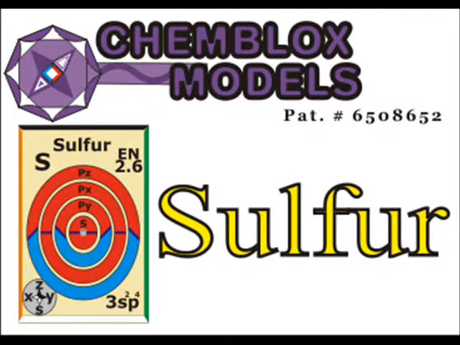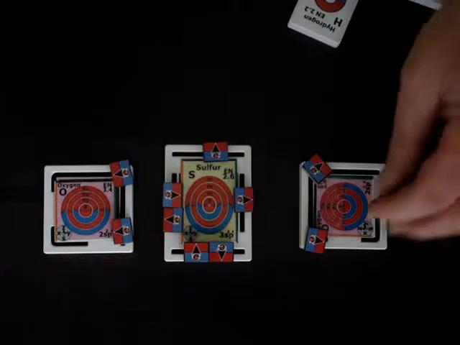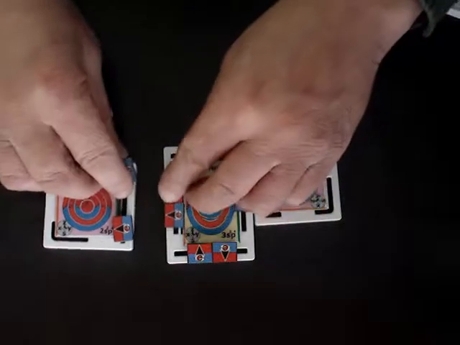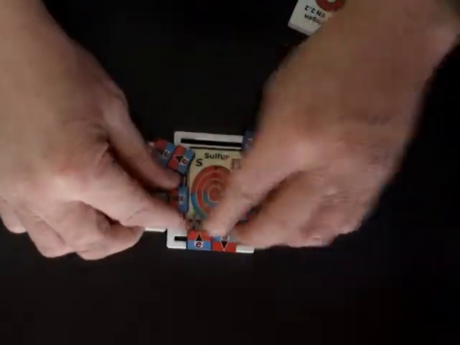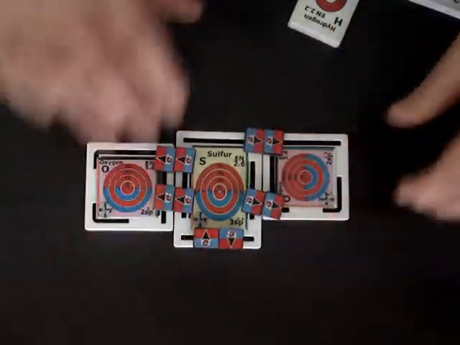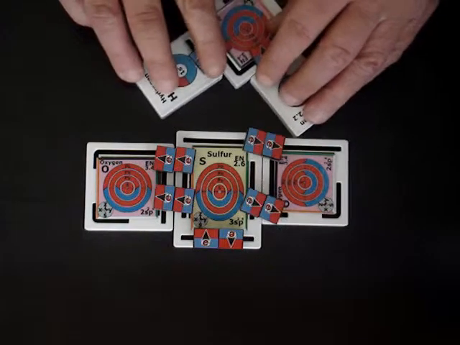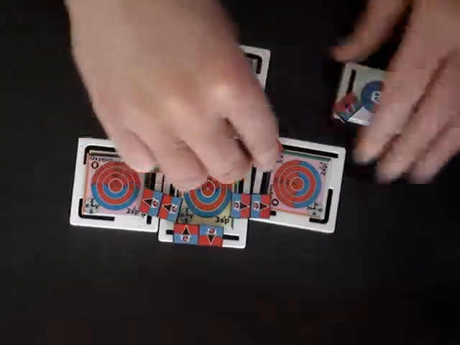Some sulfur chemistry is described here using the ChemBlocks models, with the sulfur model and several other ChemBlocks models. Sulfur dioxide is a molecule formed, among other places, in the smokestacks of coal-burning plants. The oxygen gas reacts with the sulfur, oxidizing the sulfur into the +4 oxidation state. The sulfur's non-bonded paired spin electrons in its valence shell keep the molecule in a bent shape.